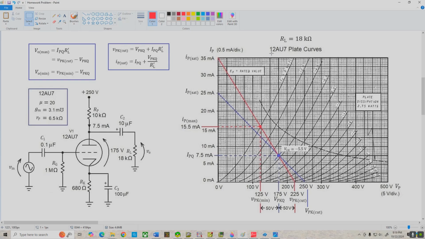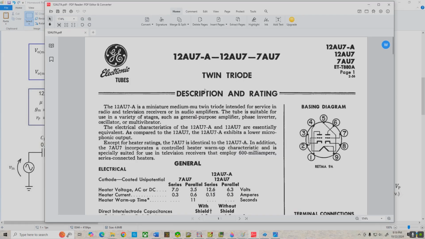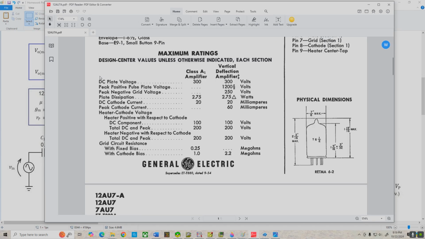So let's check the data sheet just to make sure the 12AU7 can handle this okay. And if we go down to the maximum rating section and we go down there to the peak cathode current, we see its maximum value is 60 milliamps. That should be more than enough for us, but you have to keep in mind that cathode current includes plate current and grid current. And if we're driving the grid positive with respect to the cathode, we could get some grid current, but it's not likely to be that much in the typical application, so we should be okay here. And if we look at the rating above this, the DC cathode current maximum value is 20 milliamps. That would be the maximum IPQ value that you would want to set for your design, and we're at 7.5 milliamps, so we're okay there as well.